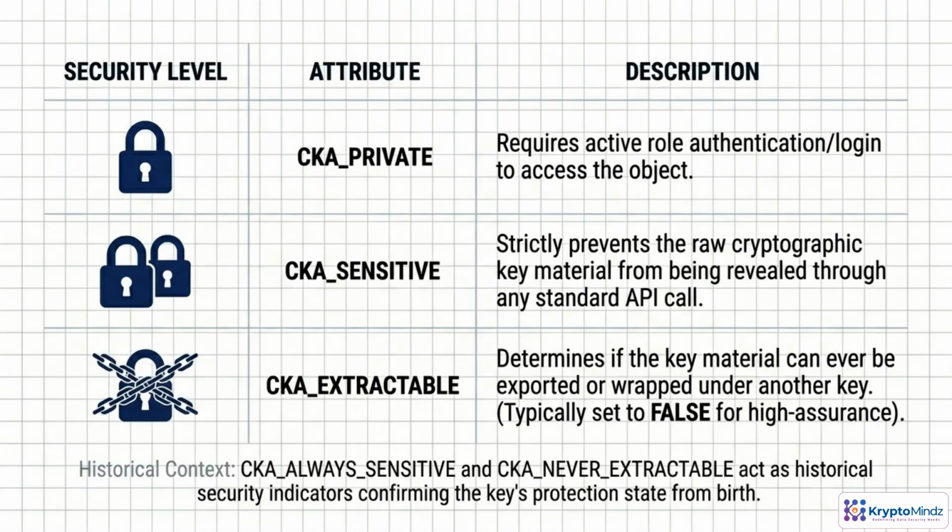These attributes decide how locked in your key material really is. Private means you must authenticate before using or viewing the object. Sensitive means the raw key bytes can't be read through any normal API. Extractable says whether that key can ever leave the HSM, even wrapped. Always sensitive and never extractable act like an audit trail. They tell you the key has been protected, in that state, from the moment it was created.